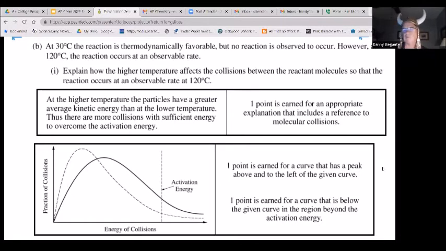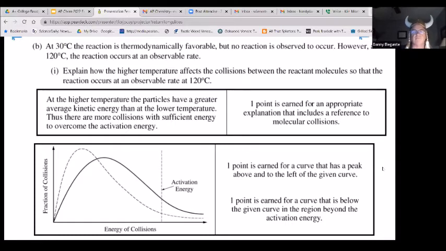So a lot of y'all probably didn't get that point. That's totally okay. You're going to miss some points. But think about what did you have to add to it to do just a little bit better. And if you had just said, yeah, it's got more energy to overcome the activation energy, boom, you'd get that point.